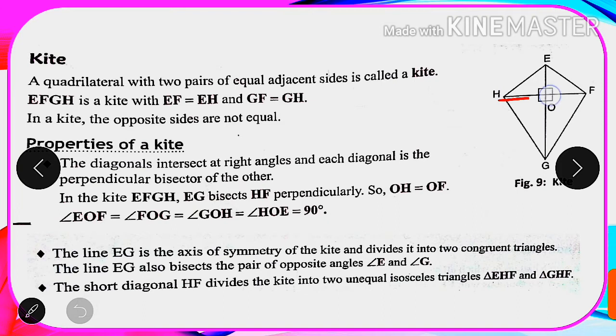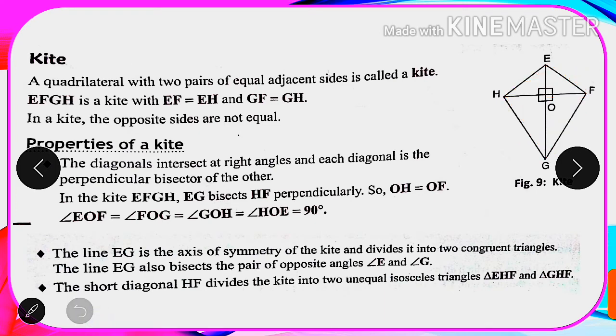Similarly, if we draw the shorter diagonal, then what will we find? We will find that this diagonal divides the kite into two isosceles triangles. Means this side will be equal to this one, and this total will be a triangle. Isosceles because this side is equal to this one. Similarly, if we see this particular triangle, then this side will be equal to this one. Therefore, this whole triangle will be an isosceles triangle.